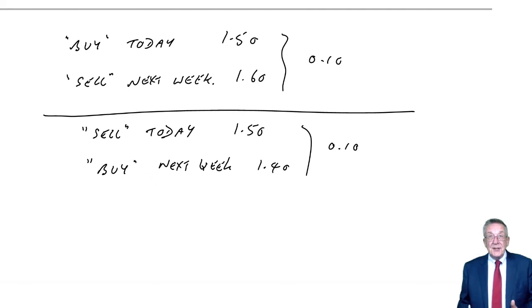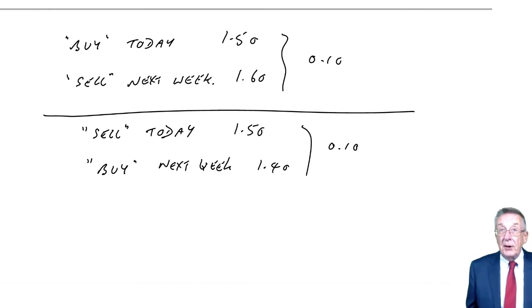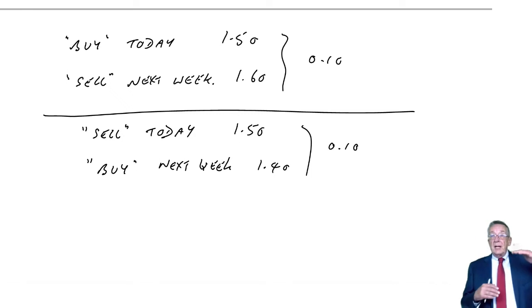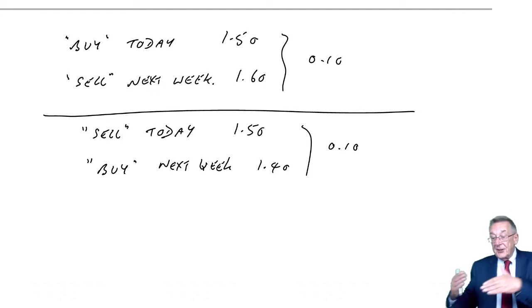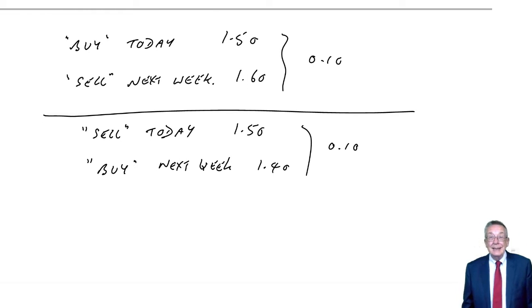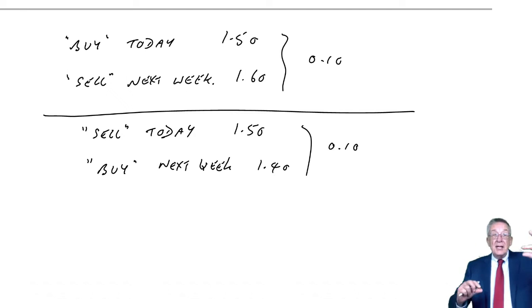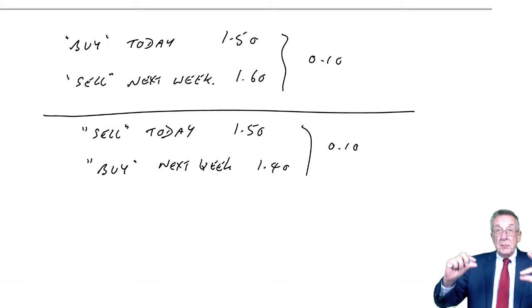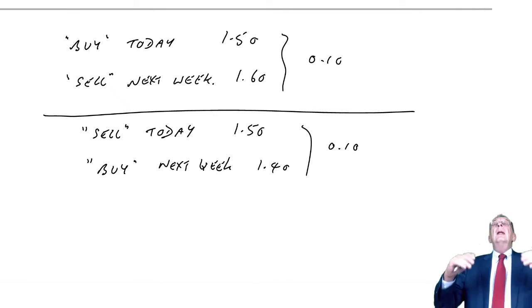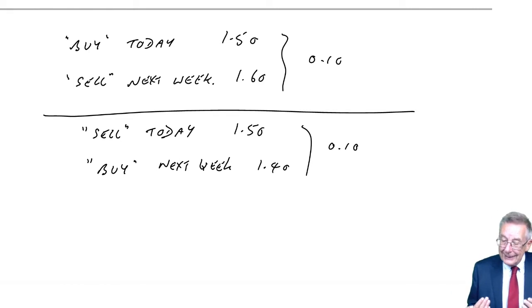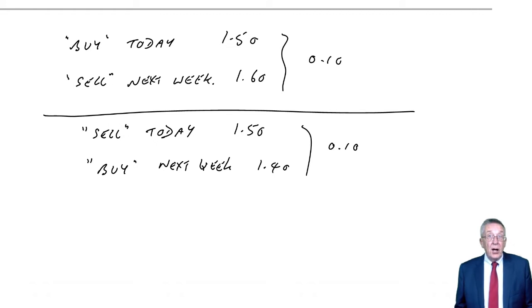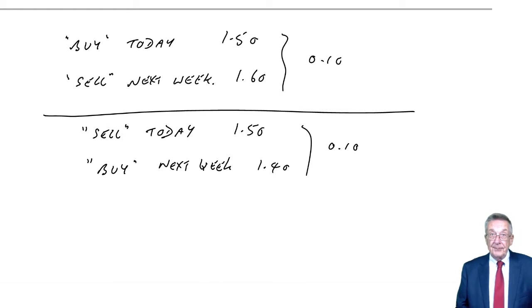But with futures, there's a price quoted every day, just like there is for the spot rate. But with futures, you can either buy futures now and sell later, or you can sell futures now and buy later. And it's only at the end of the deal that the dealer looks at the difference between the buy price and the sell price. If you've made a profit, the dealer pays you. If you've made a loss, you pay the dealer.